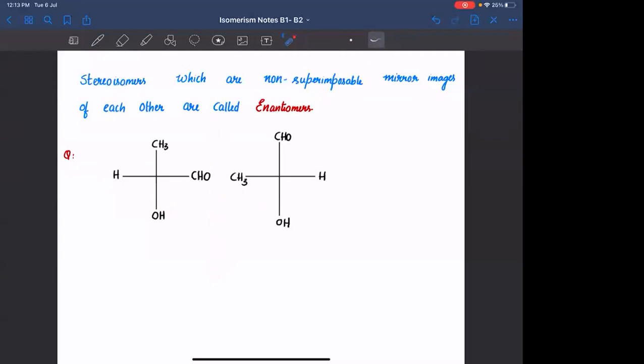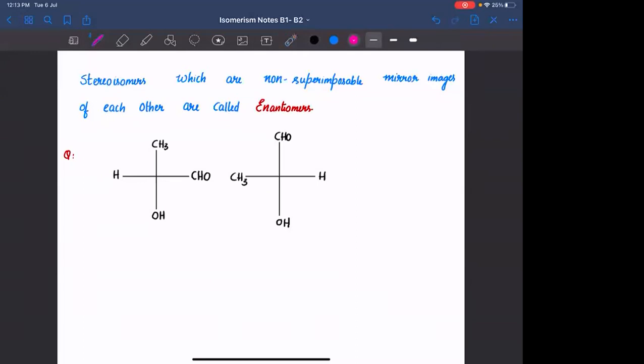If both are R, then they are representing the same molecule. If one is R and the other is S, they are enantiomers. Agreed? Okay. Don't use your imagination to see whether they are mirror images or not. Write the configuration. That is why we studied the RS configuration. What is the mirror image of R? It is S. So see the configuration.